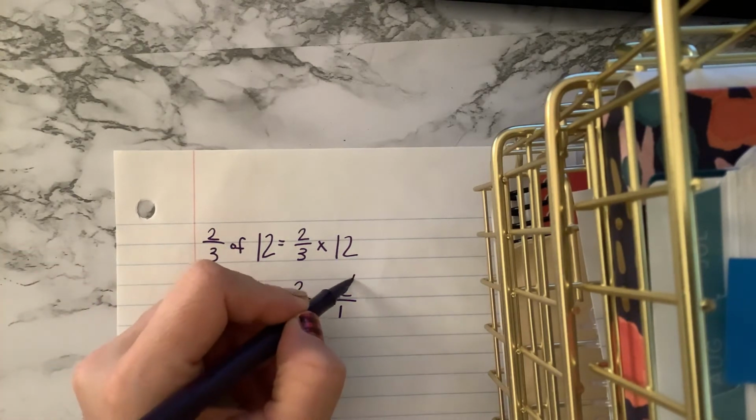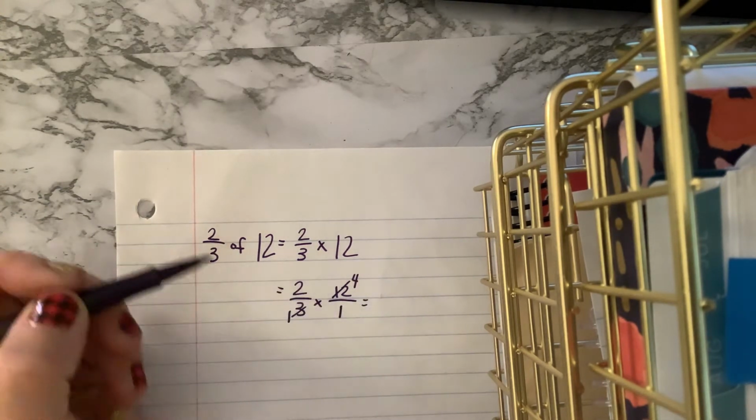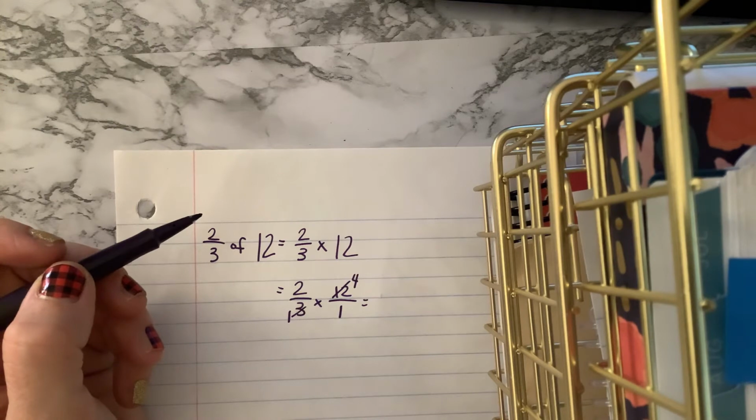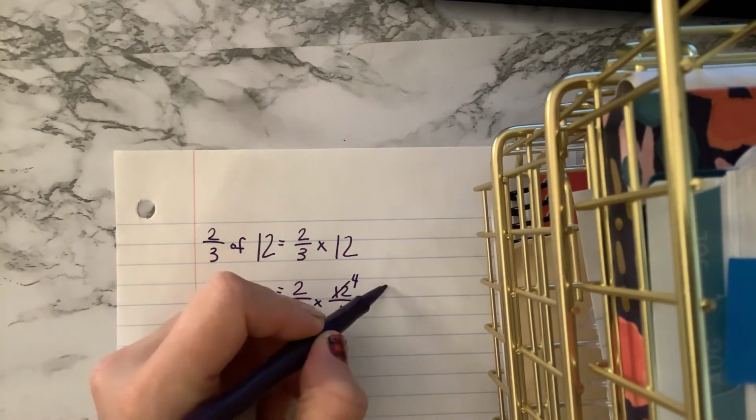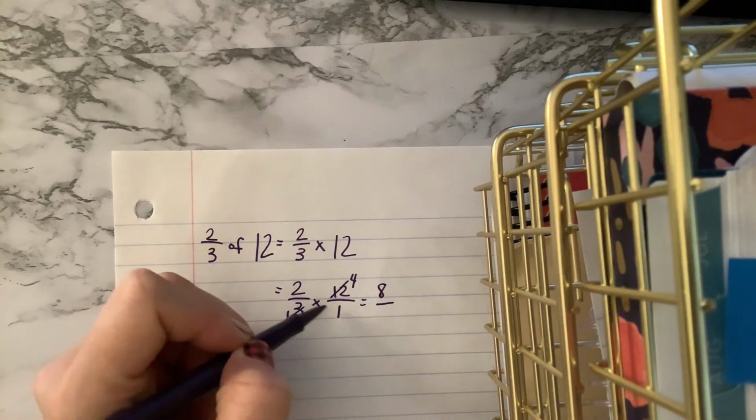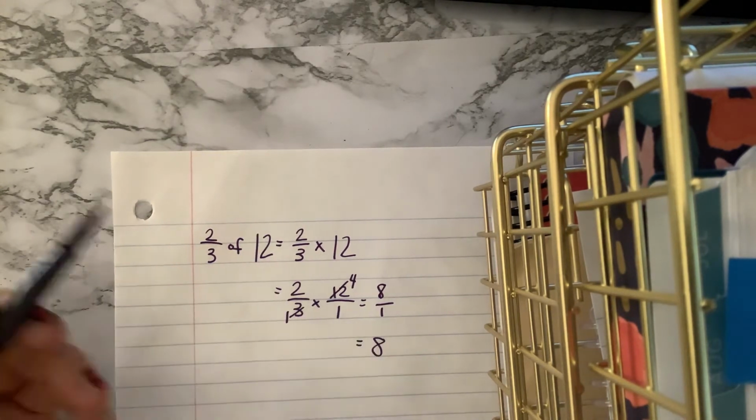12 divided by 3 is 4. Now we're doing numerator times numerator, denominator times denominator. 2 times 4 is 8. 1 times 1 is 1. So our answer is 8.